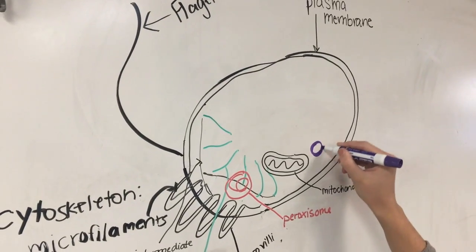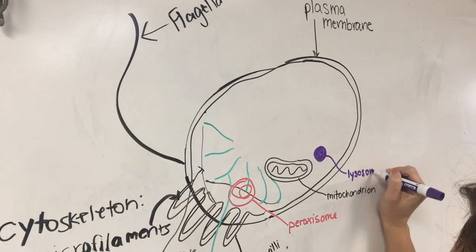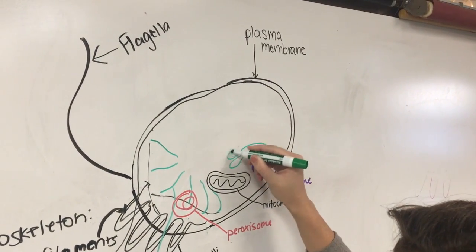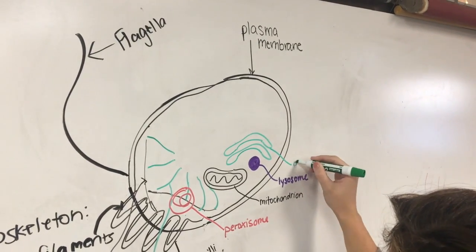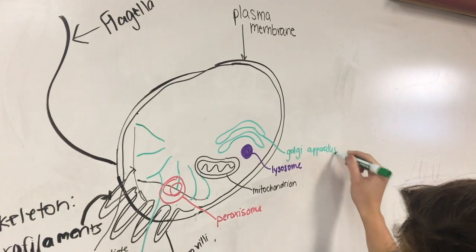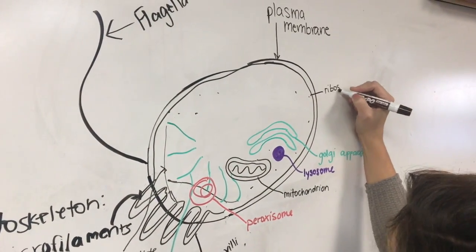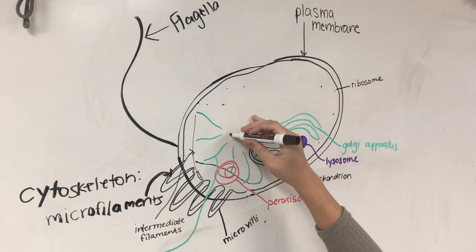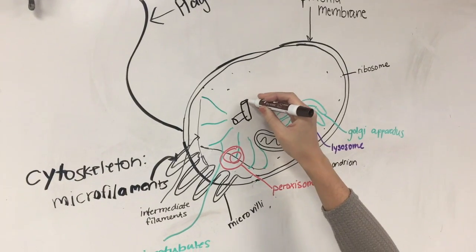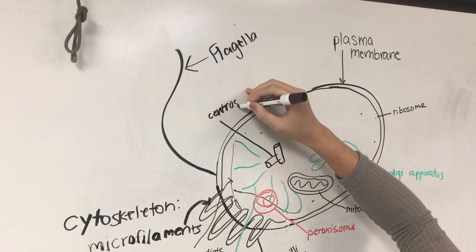The lysosome digests excess or worn-out organelles, food particles, and engulfed viruses or bacteria. The Golgi apparatus sorts, packages, and modifies proteins for secretion. It also is involved in the transport of lipids around the cell and making lysosomes. Ribosomes make protein. The centrosome is made from two centrioles. It organizes microtubules and provides structure for the cell, and they also pull apart chromatids during cell division.